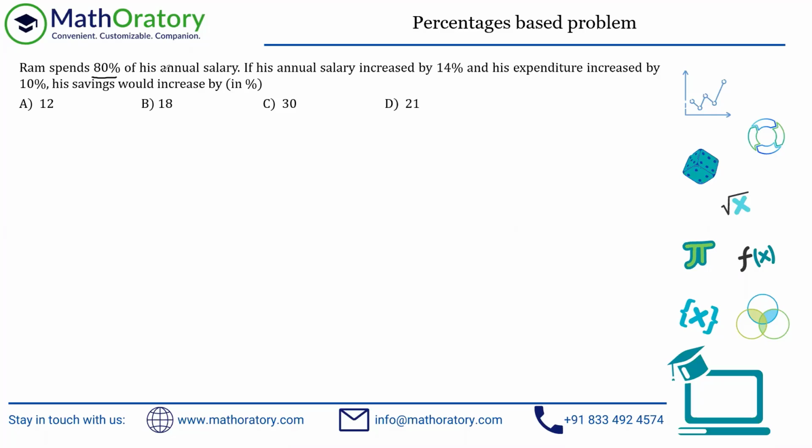So Ram spends 80% of his annual salary. Great. If his annual salary increased by 14% and his expenditure increased by 10%, his savings would increase by. So now, whenever I have read this question, the first thing that comes to my mind is, what values should I start with and what should it represent?